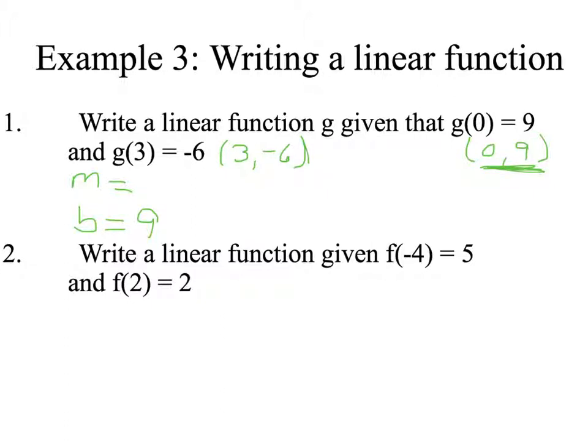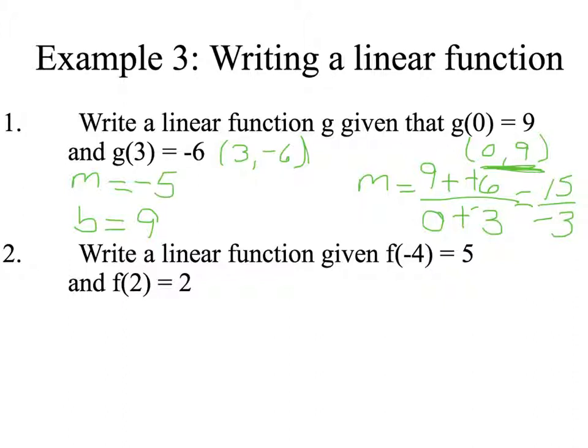If you get lucky enough to have the one with the 0, please take notice of it and save yourself some time. My m, on the other hand, I have to find my slope. So I have to do y minus y over x minus x. So 9 minus negative 6 are my y values. Because the 9 went first on the top, it needs to be 0 minus 3 on the bottom. Please make sure you're changing to plus the opposite because it is going to make a difference. Because now I have 9 plus 6, which is 15, over negative 3, giving me a slope of negative 5.